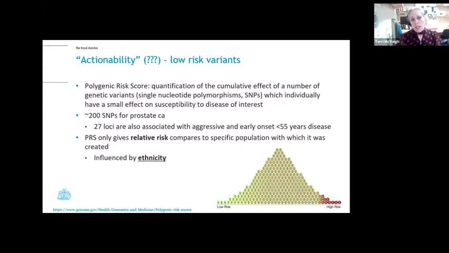Polygenic risk scores, as I said at the outset of this talk, a polygenic risk score is effectively a quantification of the cumulative impact of a number of low penetrance alleles.